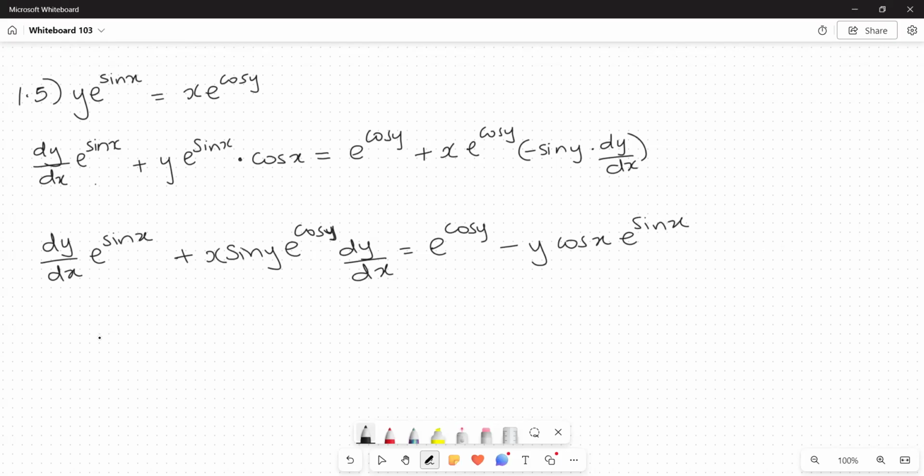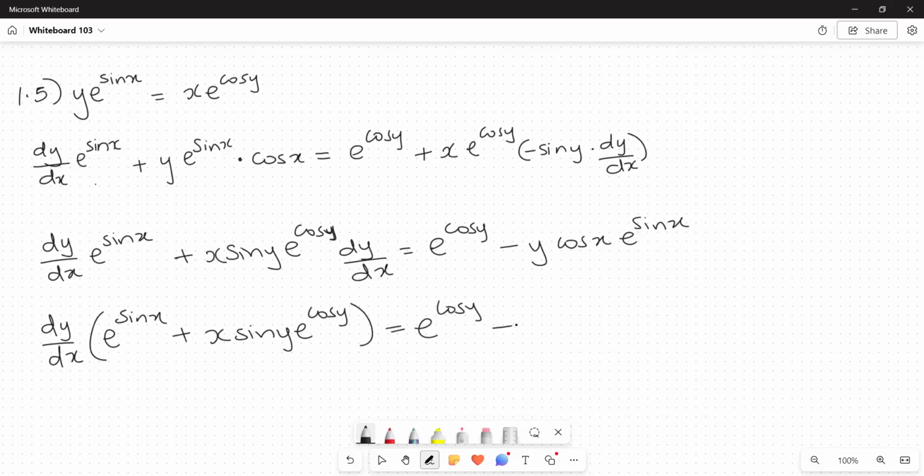Then we proceed to make dy/dx the subject. So we factorize dy/dx. We have e to the power of sin x plus x sin y e to the power of cos y. This is equal to e to the power of cos y minus y cos x e to the power of sin x.